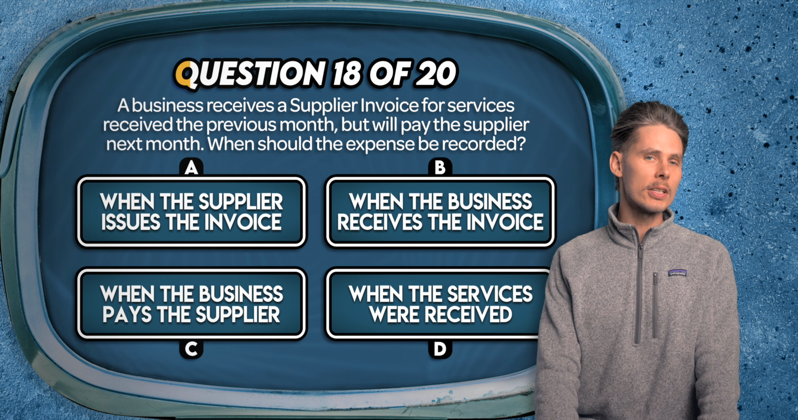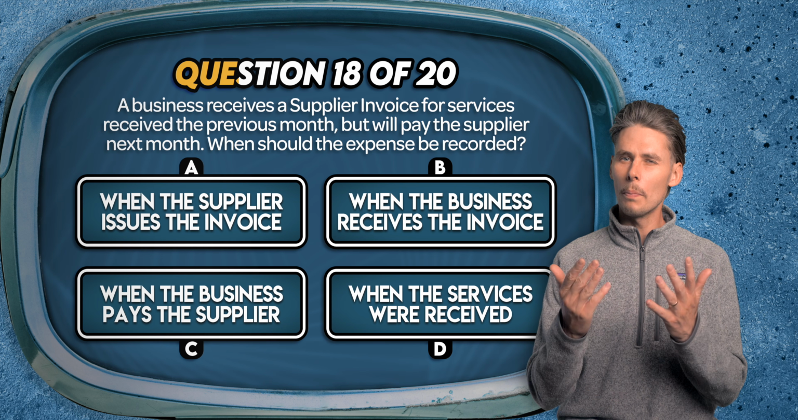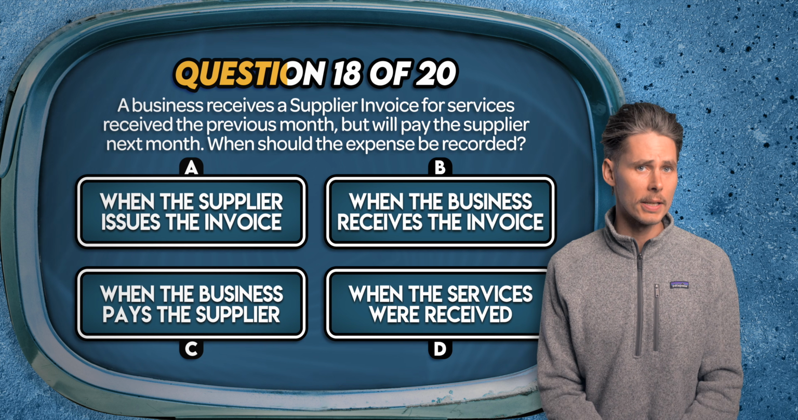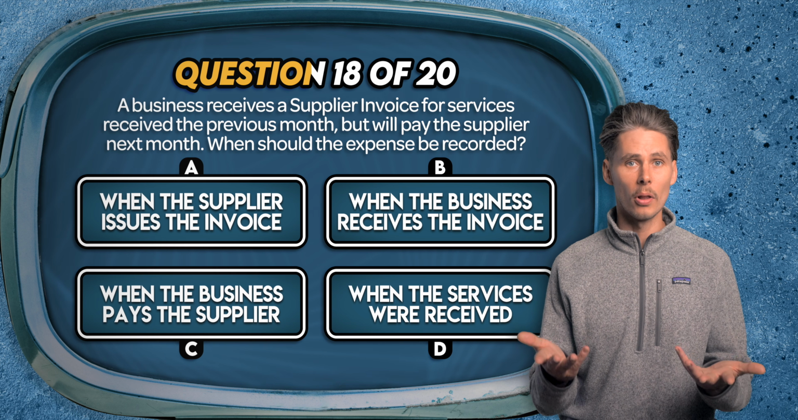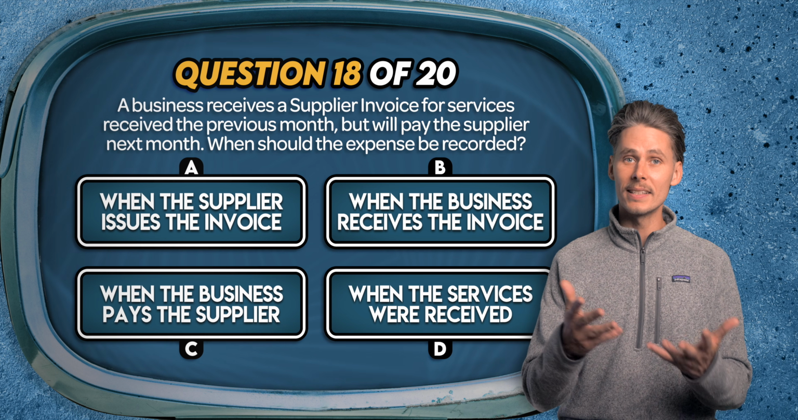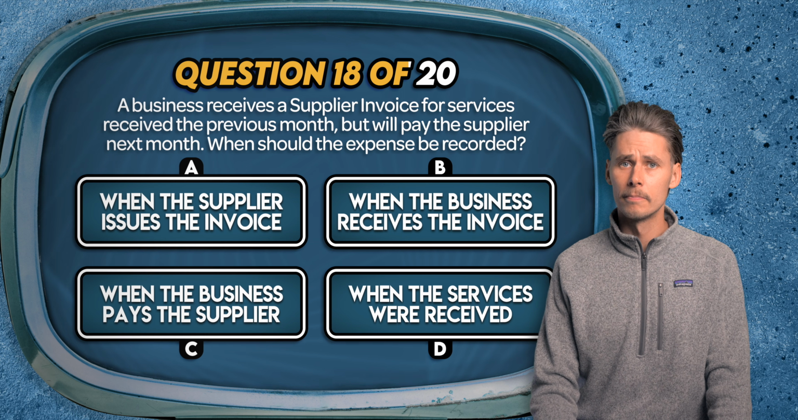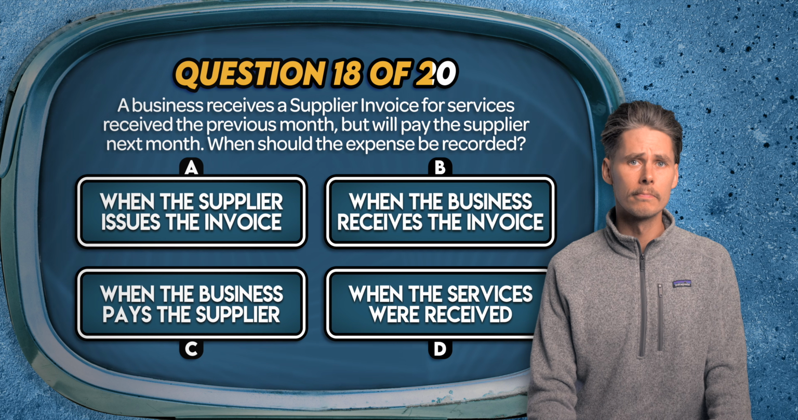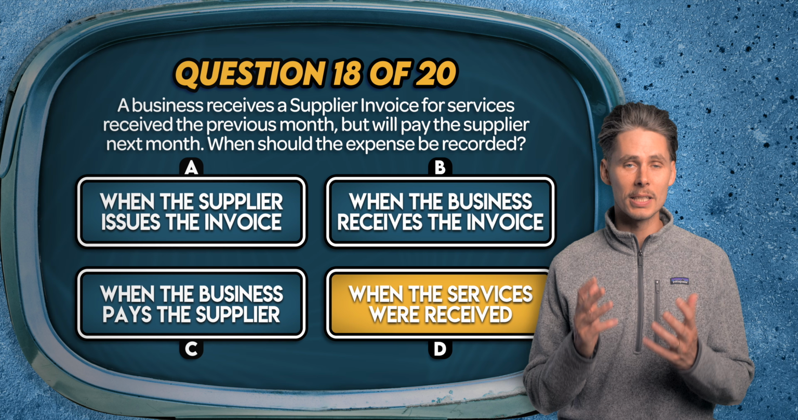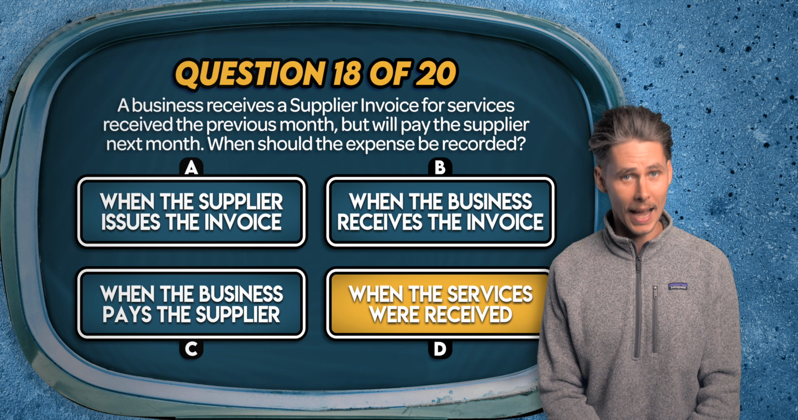Question 18. A business receives a supplier invoice for services received the previous month, but will pay the supplier next month. Under accrual accounting, when should the expense be recorded? Is it when the supplier issues the invoice, when the business receives the invoice, when the business pays the supplier, or when the services were received? It's D. Under accrual accounting, expenses are recorded as they are incurred, not when cash is paid out.